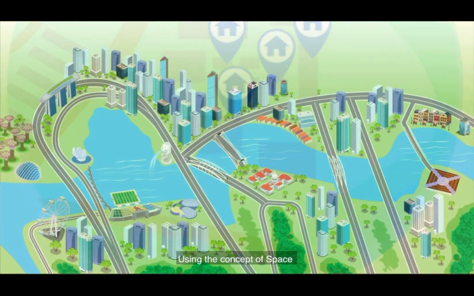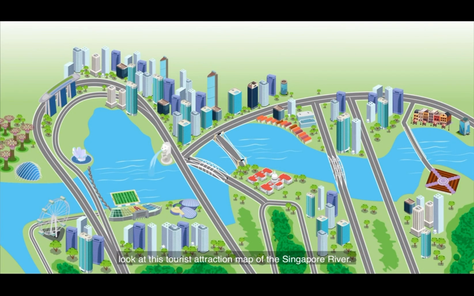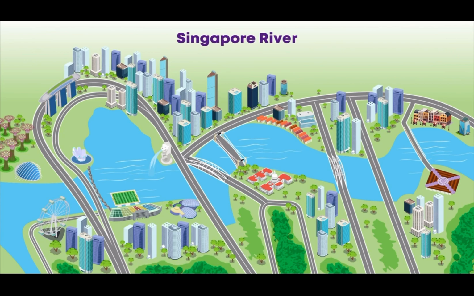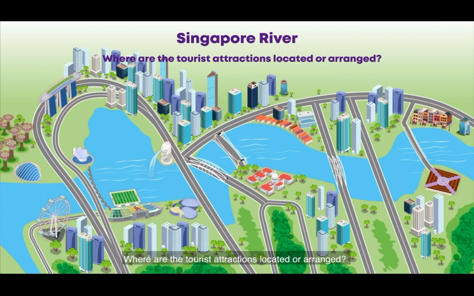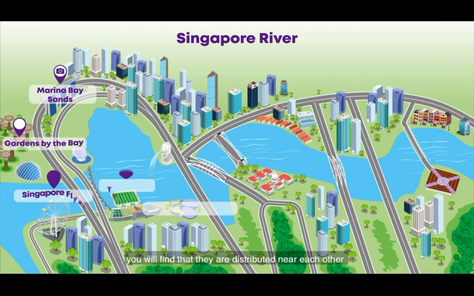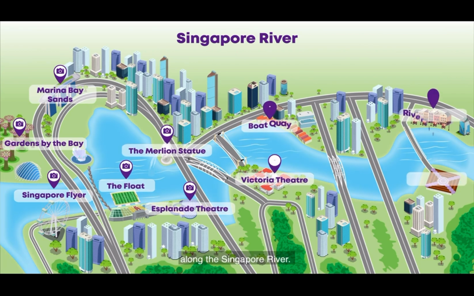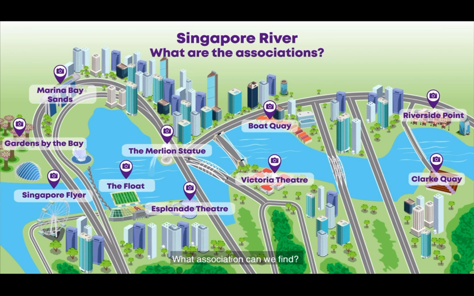Using the concept of space, look at this tourist attraction map of the Singapore River. Where are the tourist attractions located or arranged? Yes, you will find that they are distributed near each other along the Singapore River. What association can we find?